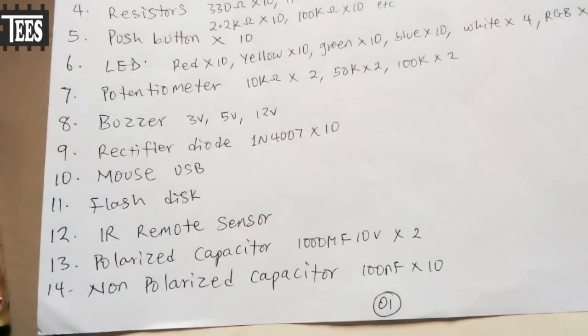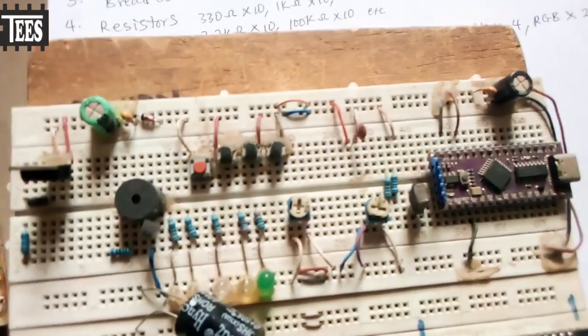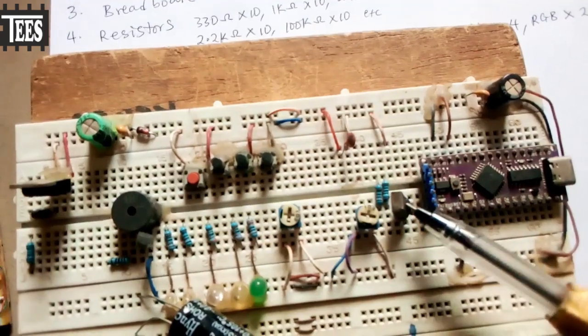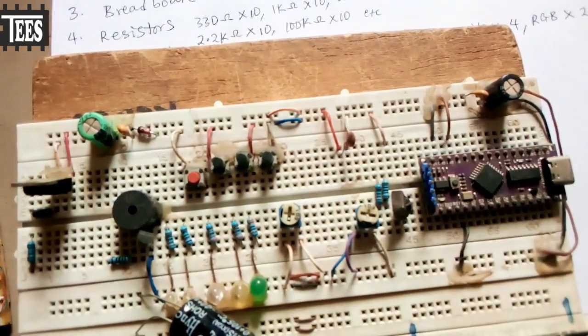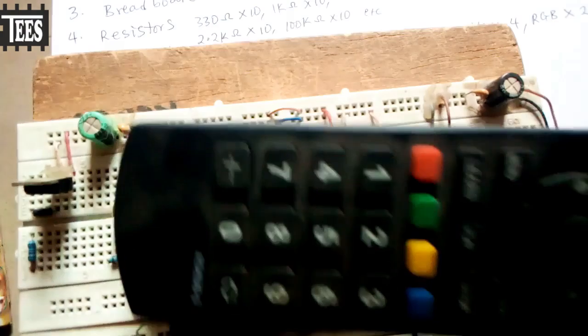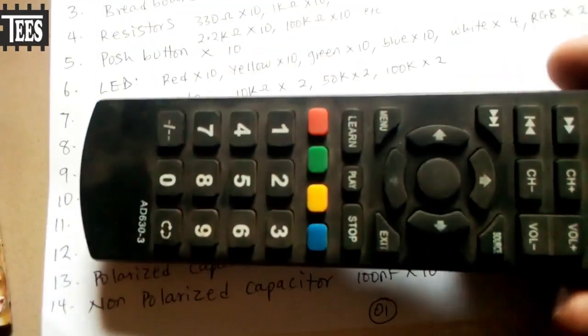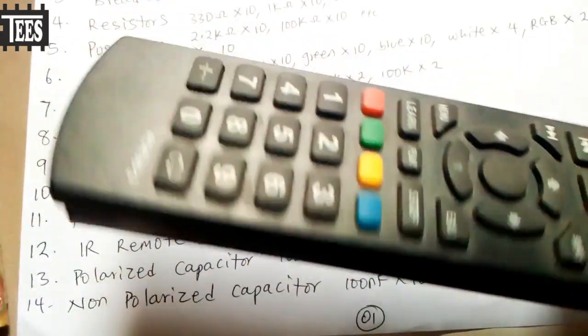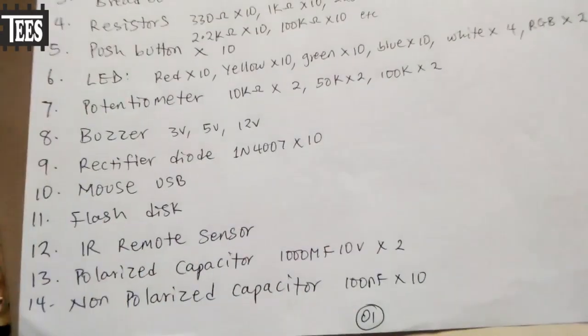Then we need an infrared remote sensor. So you can see my remote sensor here, the infrared remote sensor. And not just getting the sensor, you need to have this around also, an infrared remote control. You could have them from either your TV or DVD, you could have them around also.